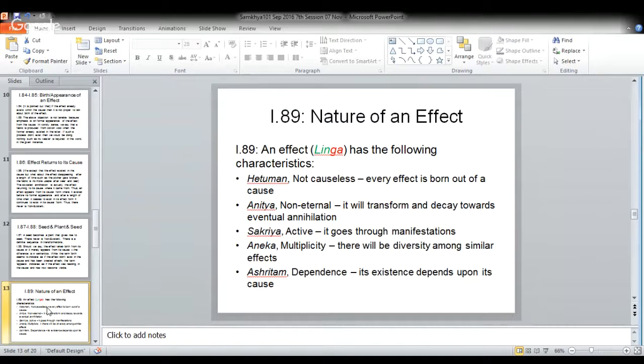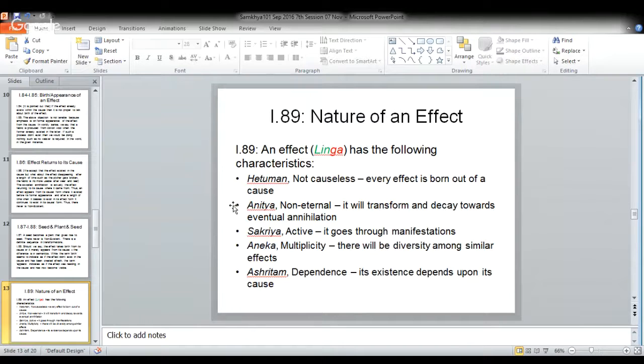1.89. Now he's talking about what is the essential nature of an effect. What is cause and effect? We have seen examples like cotton wool and a fabric, where cotton wool is a cause, fabric is an effect. And then we have seen seed and plant giving rise to other seeds. So all this terminology we have seen. Now he is systematizing it, saying an effect will have certain essential characteristics. There are five of them.